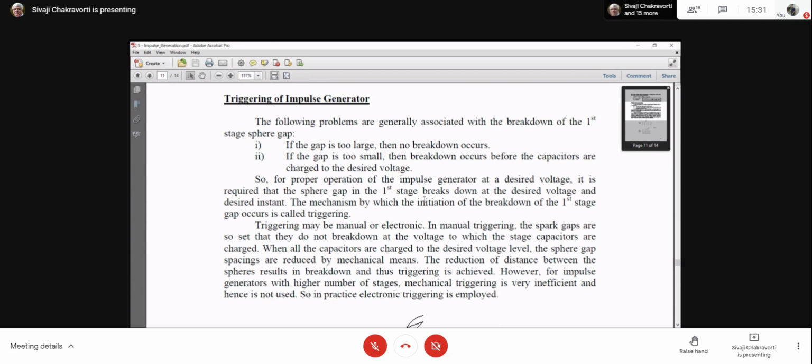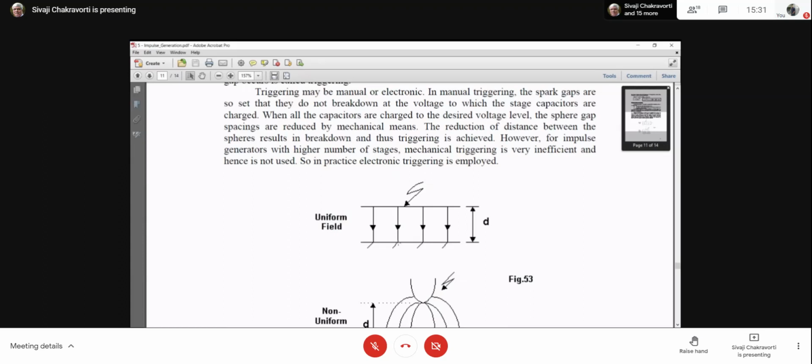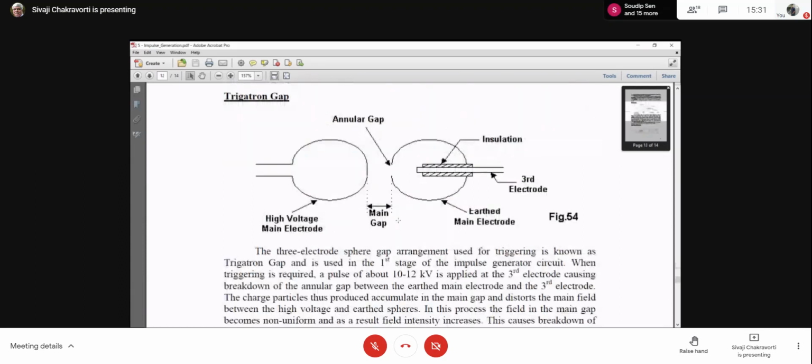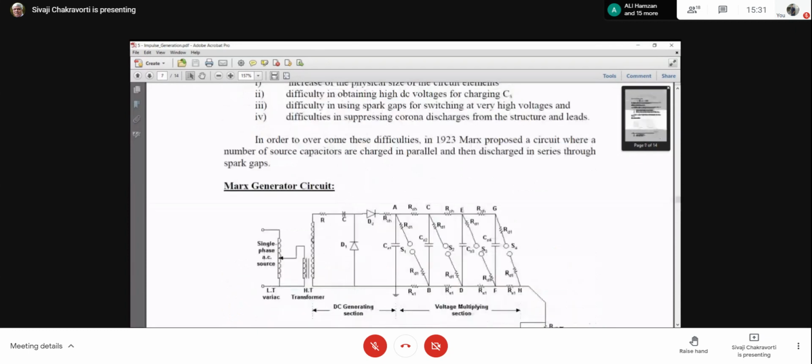Well, we do it in this way. This is called a triggertron gap. The first stage gap is actually called a 3 electrode gap. We have one sphere which is connected to the high voltage, and the other sphere which is connected to the earth. That means if I go back to the circuit here, the top sphere is the high voltage sphere connected to point A, and the bottom sphere is connected to point B. This is the stage 1 gap. This will be a 3 electrode gap.